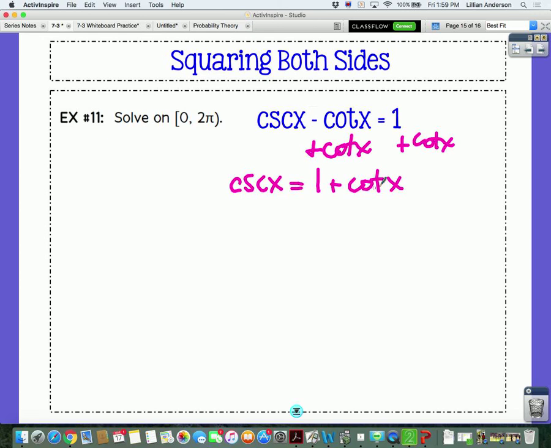It's not an identity because it's not squared. But what we're going to do now is we're going to square both sides. Okay? We are going to square both sides. So the left side is going to turn into a cosecant squared x. And then what are you going to have to do on the right side? FOIL.